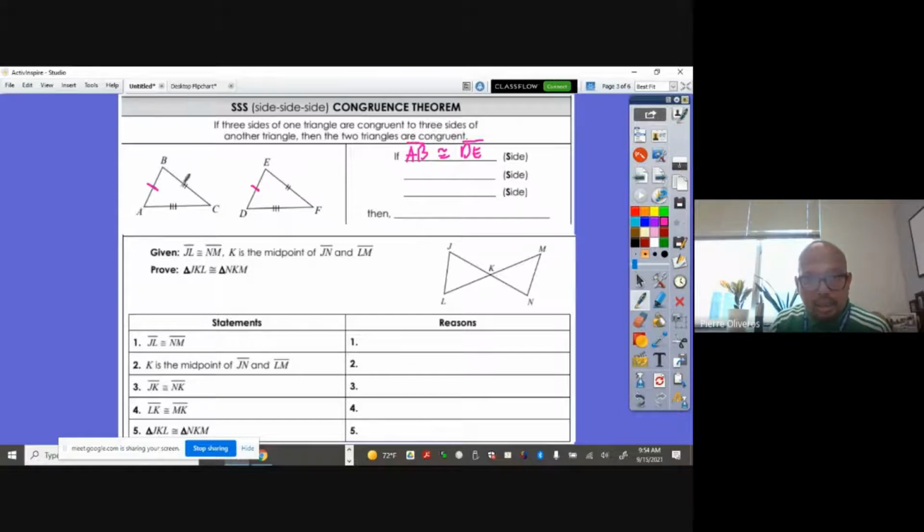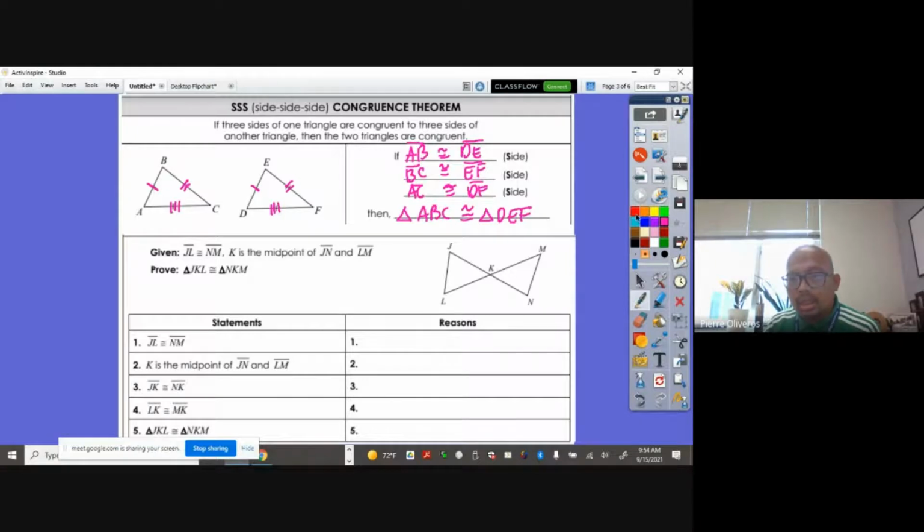I can tell that there are two thick lines here, there are two thick lines there. So side BC is congruent to side EF, and side AC is congruent to DF. Since I've proven that the three pairs of sides of these two triangles are congruent, then I can say that triangle ABC is congruent to triangle DEF. Okay, that's how it works.